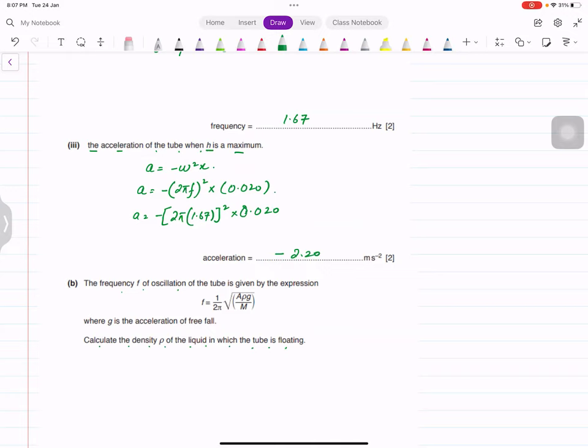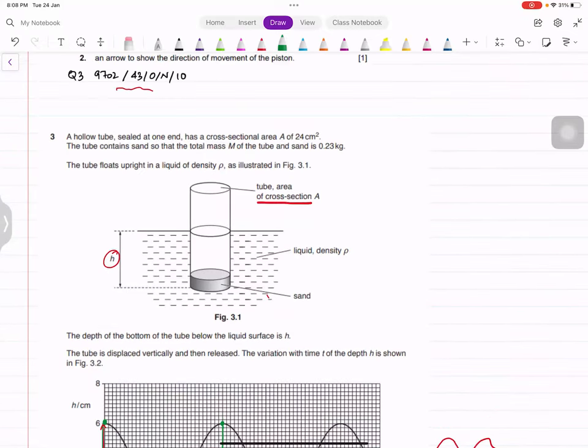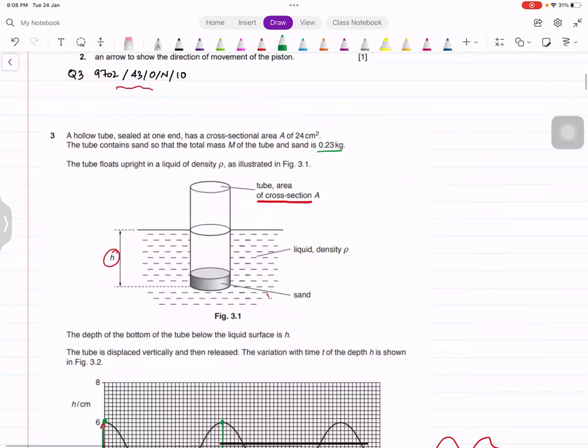Yes, we can definitely do that. But do we have the mass? That's what I want to see. Did they give the mass? Yeah. Okay, we can do that. 0.23, and 24 centimeter cube is the area, remember this.